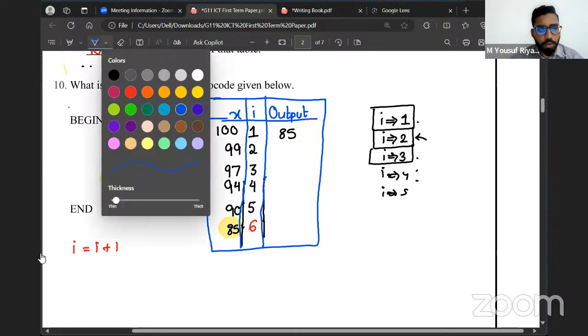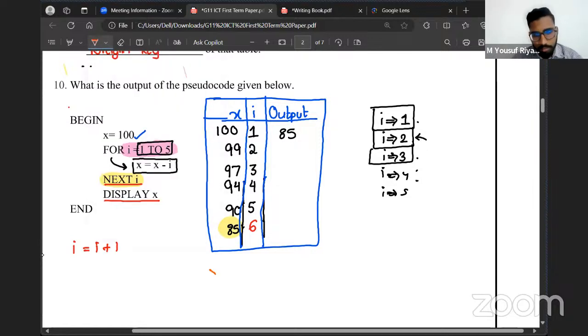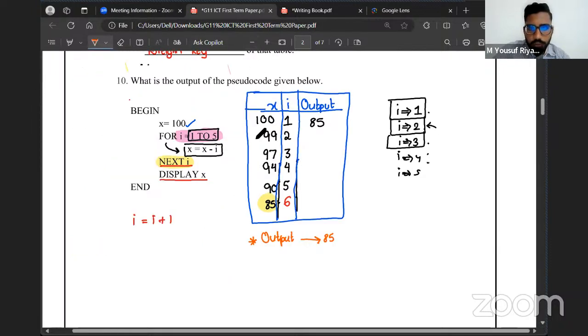Okay, so the output of the program is going to be 85. Anyone having any questions here? Okay, so keep in mind to draw the dry run, use one column each for the variables. We have one column each for each condition you have, and one common column for the output. Fine. All of you got this? Yes or no?